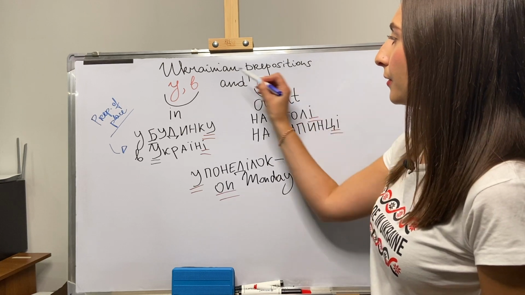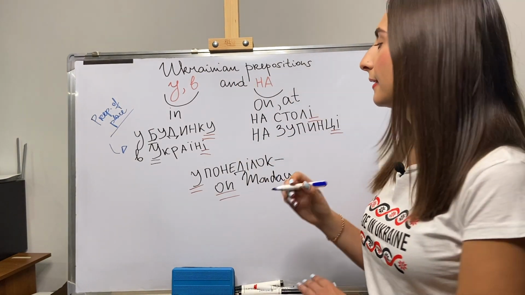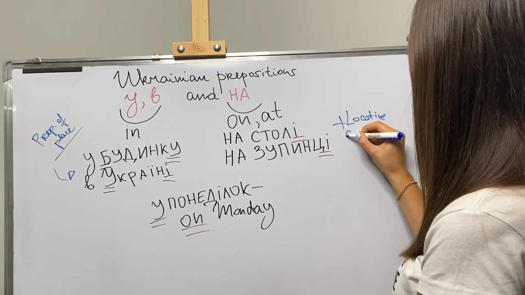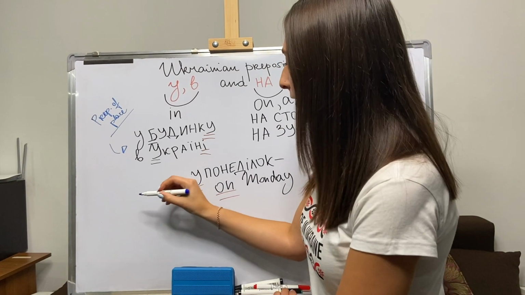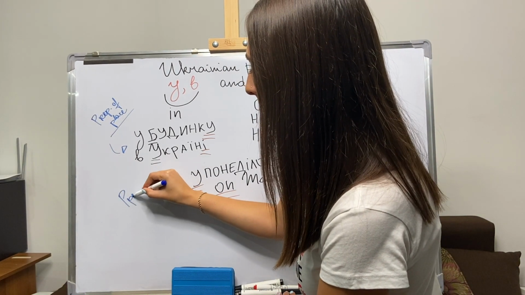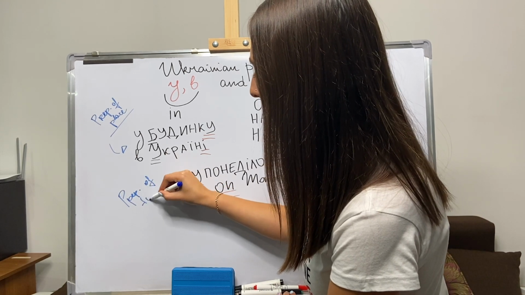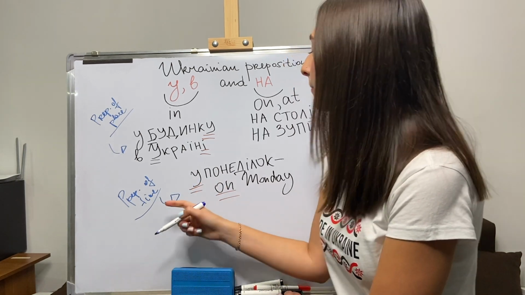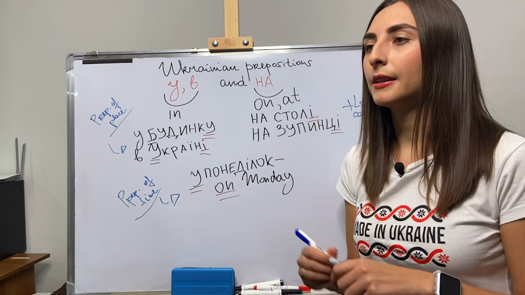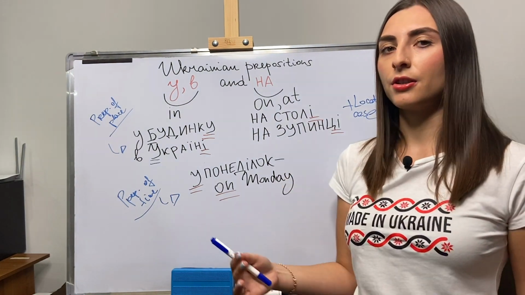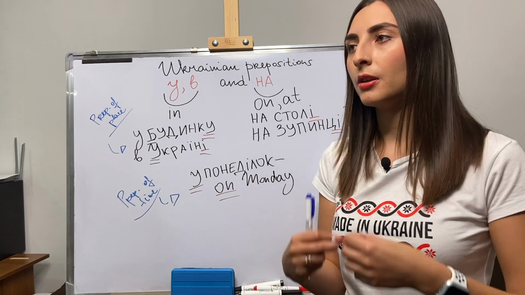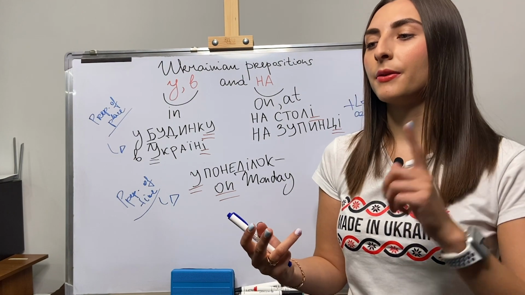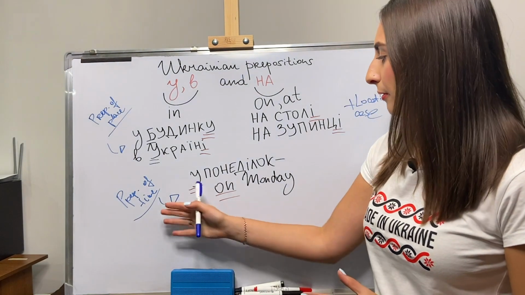And when we use these prepositions as the prepositions of place, we always use them with the locative case. Here we have some prepositions of time. And when we use them as the prepositions of time, their meaning can be different. And this difference is not about the different translation. It's just the tradition of Ukrainian language, what prepositions we use with the seasons, with the days of the week, with the months. So you just need to remember it.